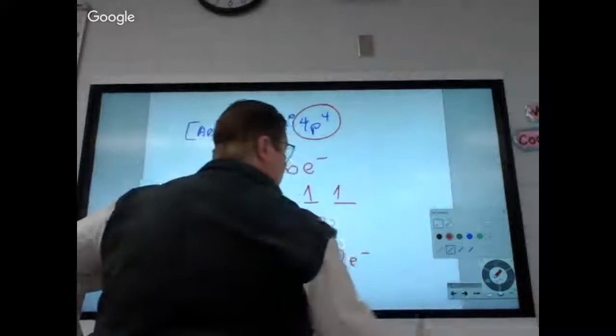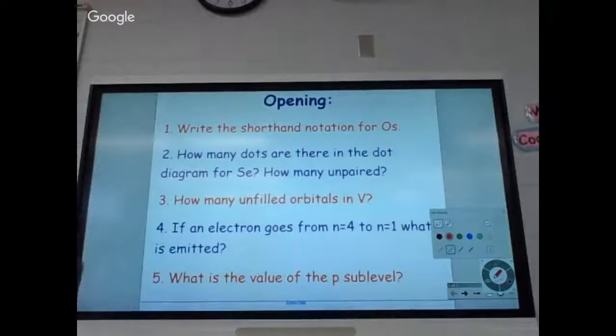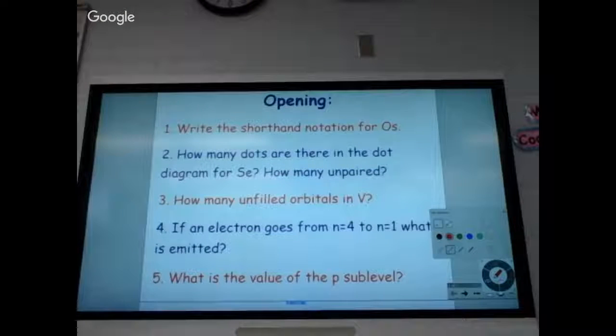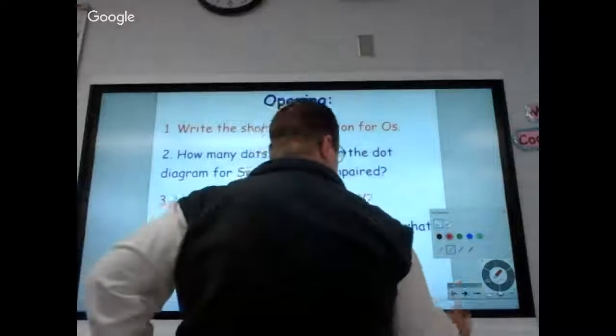Okay? Number 3. How many unfilled orbitals are there in vanadium? How would you figure out unfilled? Well, you could draw the arrows. That would be fine. What else could you do? Those of you who recognize the pattern on the periodic table may be able to do it in your head. Okay? Anybody able to do that? It is not 7. It's 2.